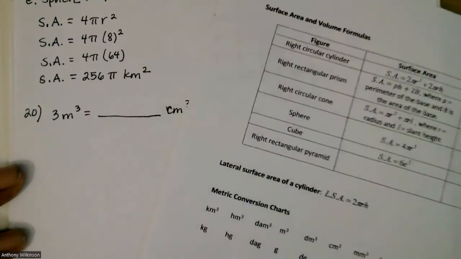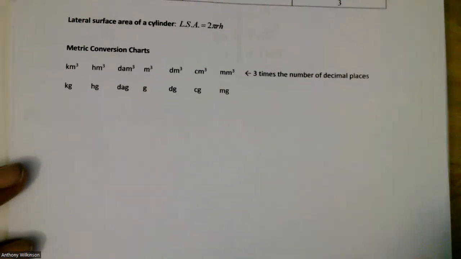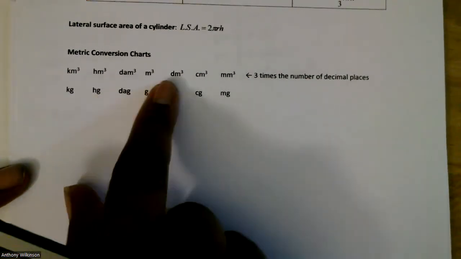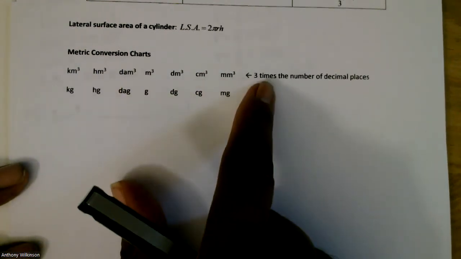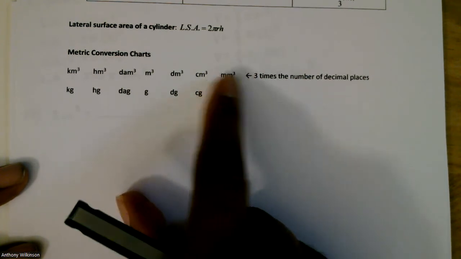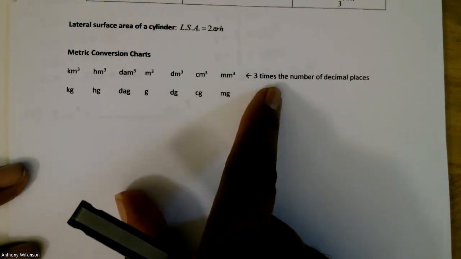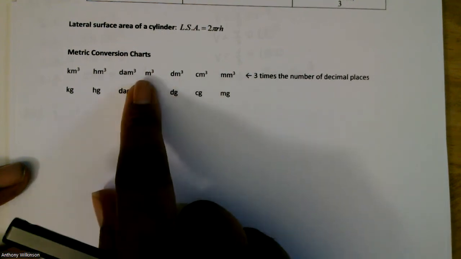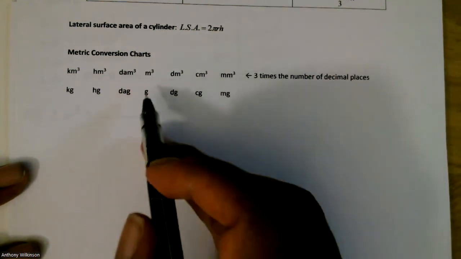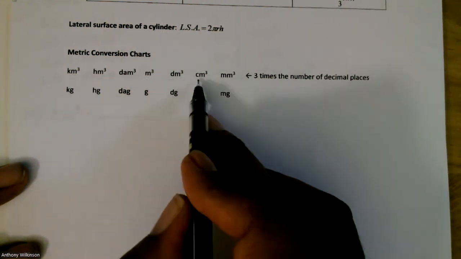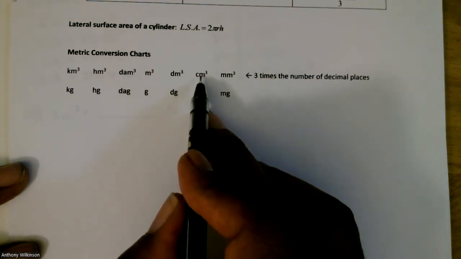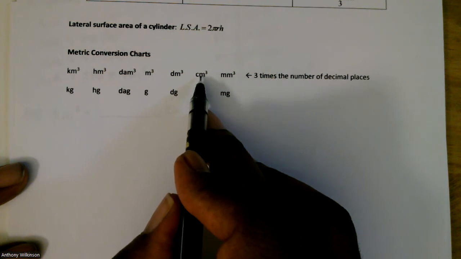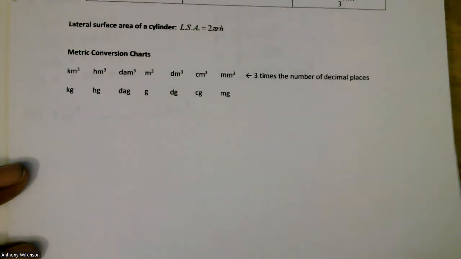Okay, so let me pull this up. Notice we're going from cubic meters to cubic centimeters. And it does say you have to move the decimal point. You have to do 3 times the number of decimal places that you move. Going from meters to centimeters normally, you will have to move the decimal point 2 places to the right, but we're dealing with cubic units. So it's 3 times 2, which is 6.